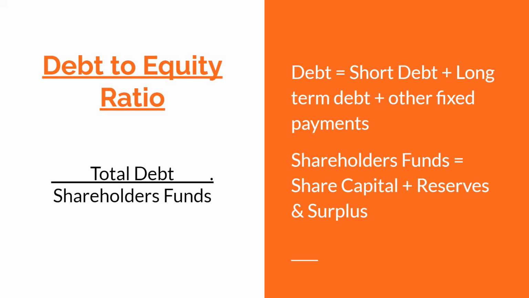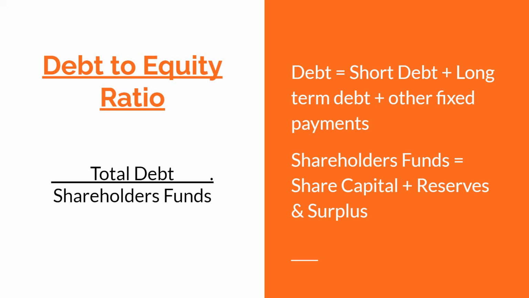Debt to equity ratio is nothing but your total debts divided by your equity. Equity is your shareholders' funds, where you have share capital and reserves and surplus. And under debt, you don't include your current liabilities, but you include short-term debt plus long-term debt. Trade payables are not included here.